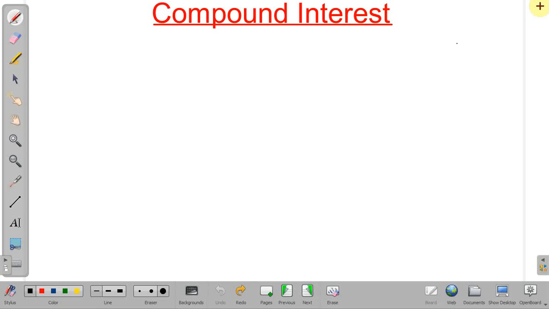In this lecture, we will discuss some important problems on the topic compound interest. So let's start.